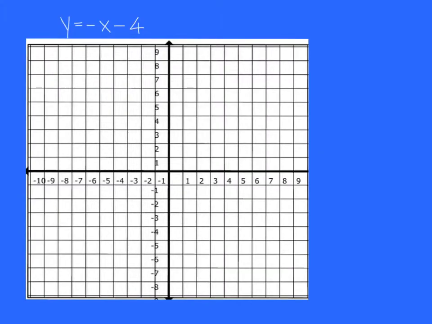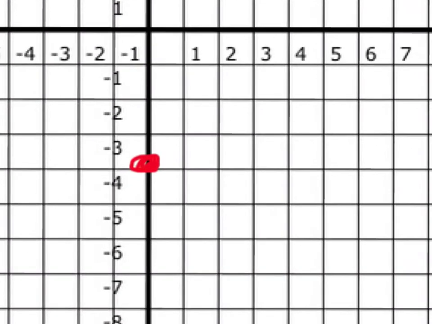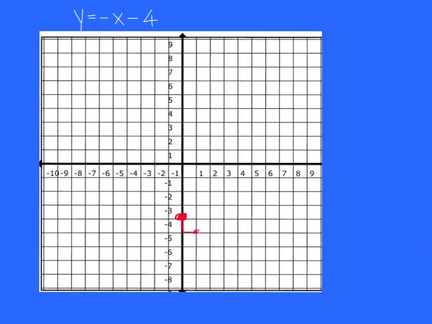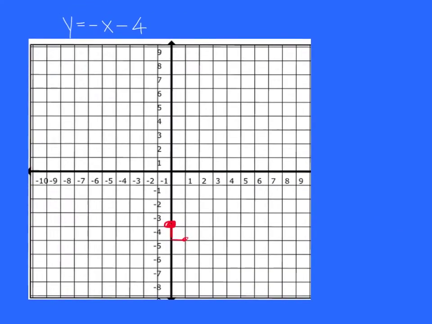Example number 2. Where do I go first in this problem? Negative 4 on the y-axis, so make a dot. And what do I do once I'm at negative 4? Down 1 and over 1 because the slope was negative 1. So match up those dots with a line. Oh, I just about got it. Didn't even have to move it.